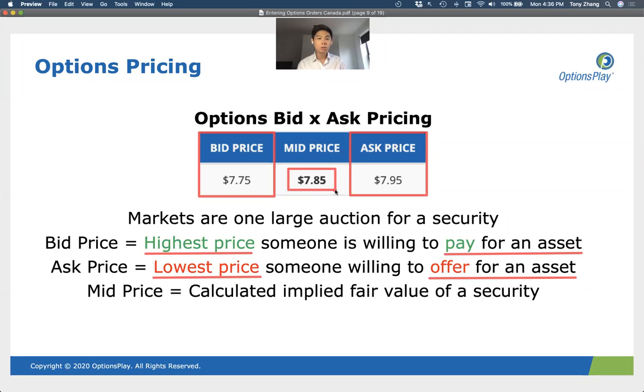Does that make sense? Just like you can have a $1 million house where the seller wants 1.2 million for it, but the buyer only wants to pay $800,000. Because houses are not very liquid, we can use the offer price versus the bid price to get a better sense for what the house is really worth. That's what we're doing with the mid price: we look at the highest someone's willing to pay versus the lowest someone's willing to offer, and calculate the midpoint, which gives us an implied fair value for any security.